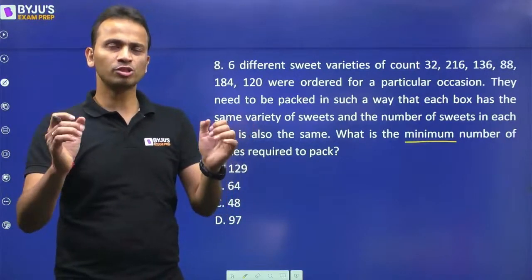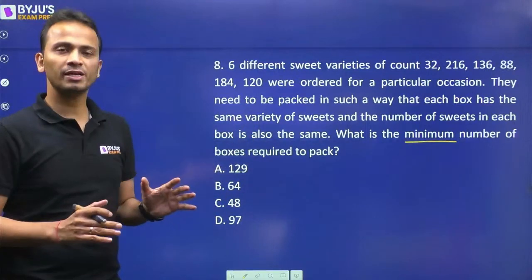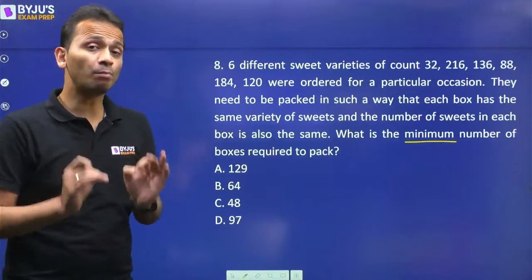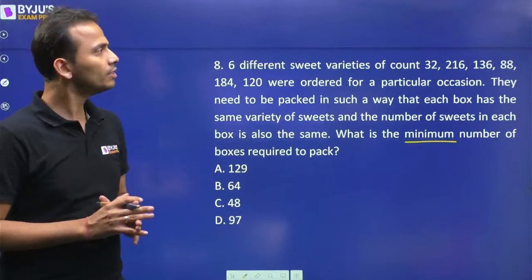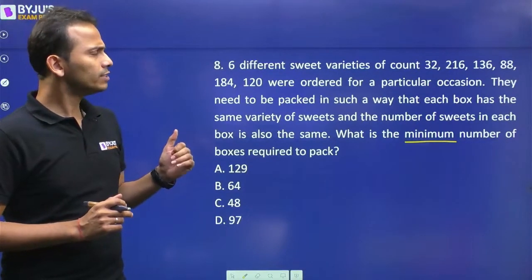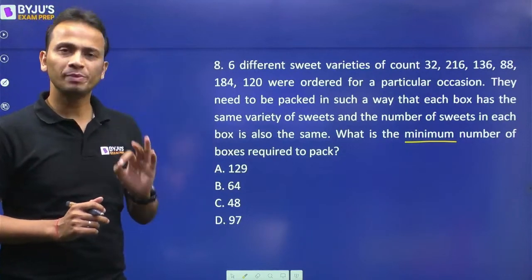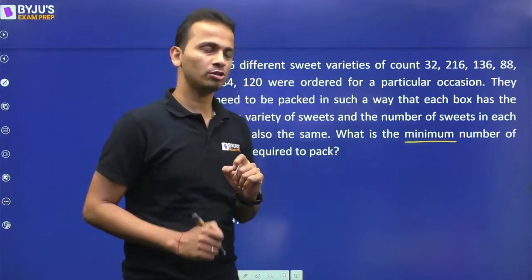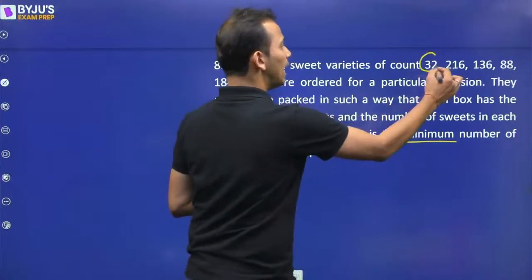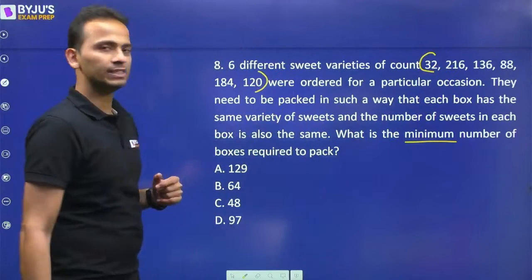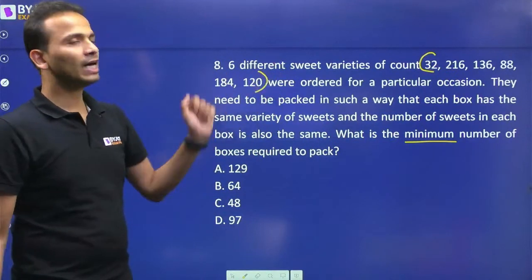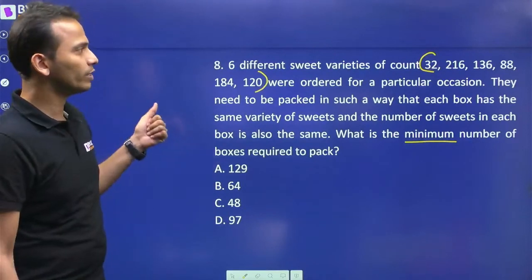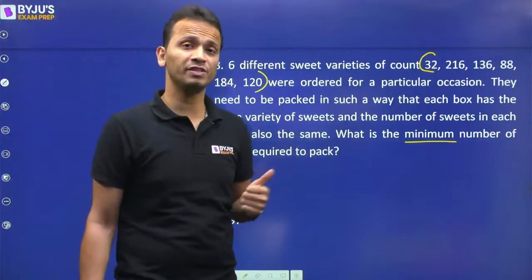ठीक है? So number of boxes को reduce करना है तो क्या करना पड़ेगा? Number of sweets को maximize करना पड़ेगा. Number of sweets per box को maximize करना पड़ेगा. ठीक है? Now, since the number of sweets in a box should be equal, then what will be this number of sweets per box? That will be the highest common factor of these numbers. Now, what will be the highest common factor of these numbers? Anyone? Anyone who can tell me the highest common factor of these numbers?